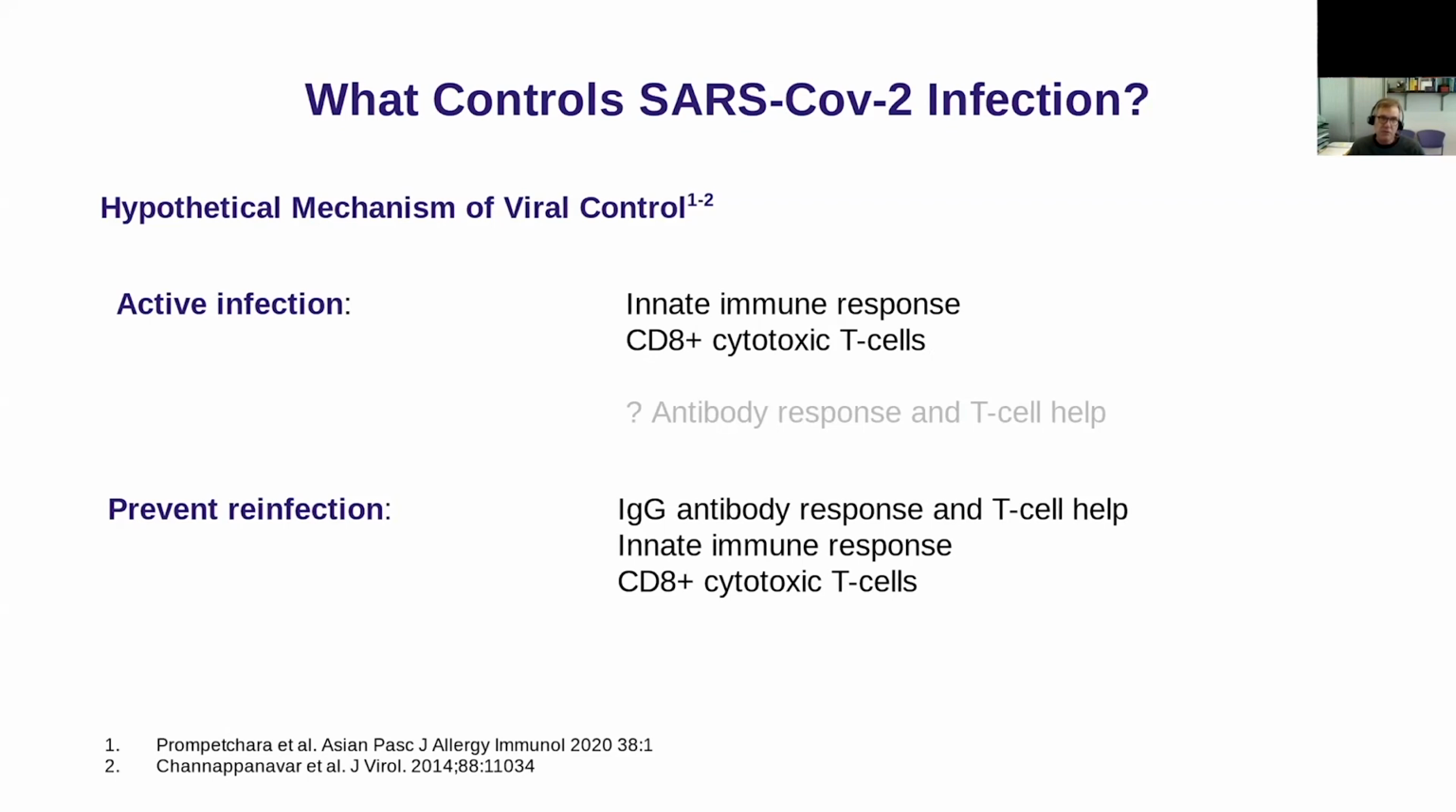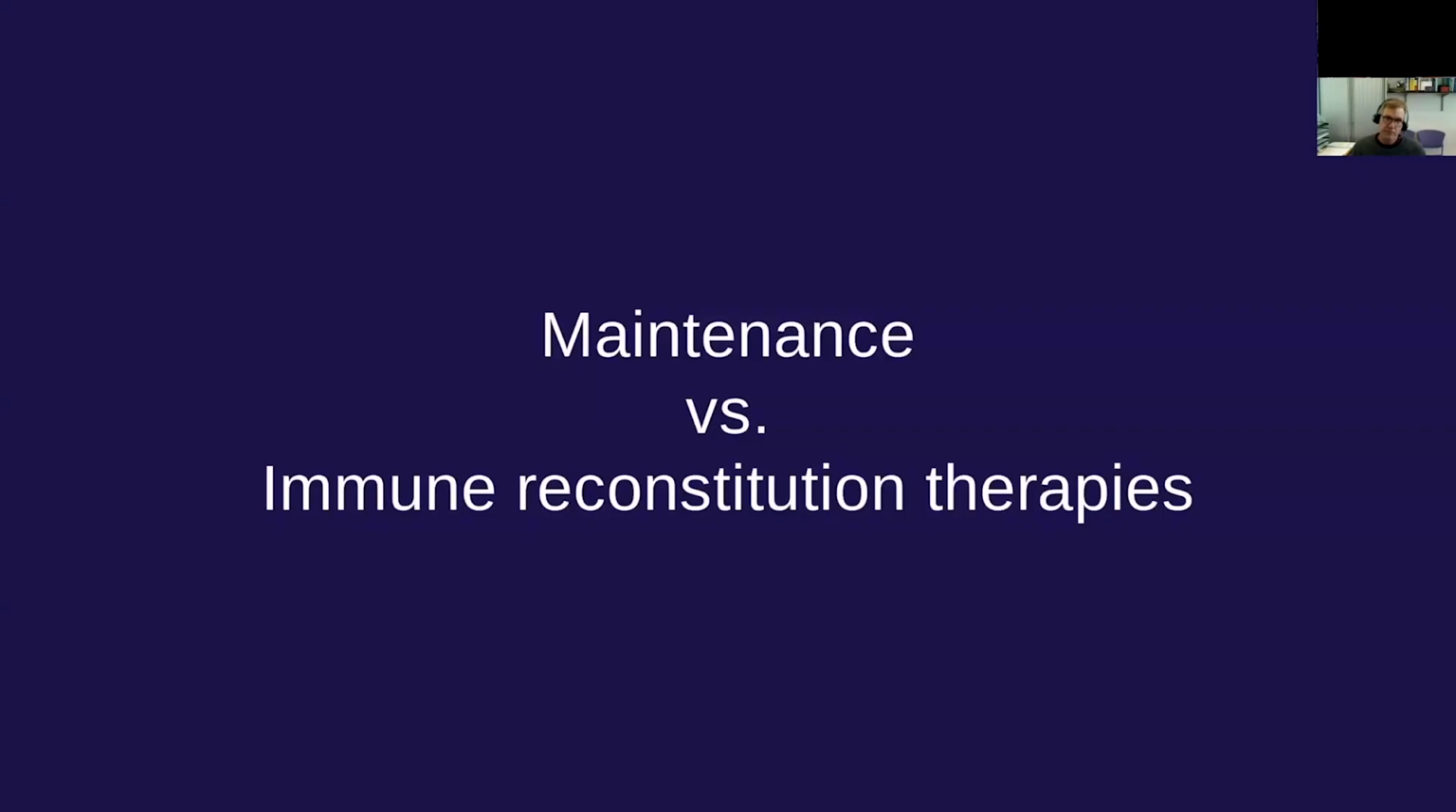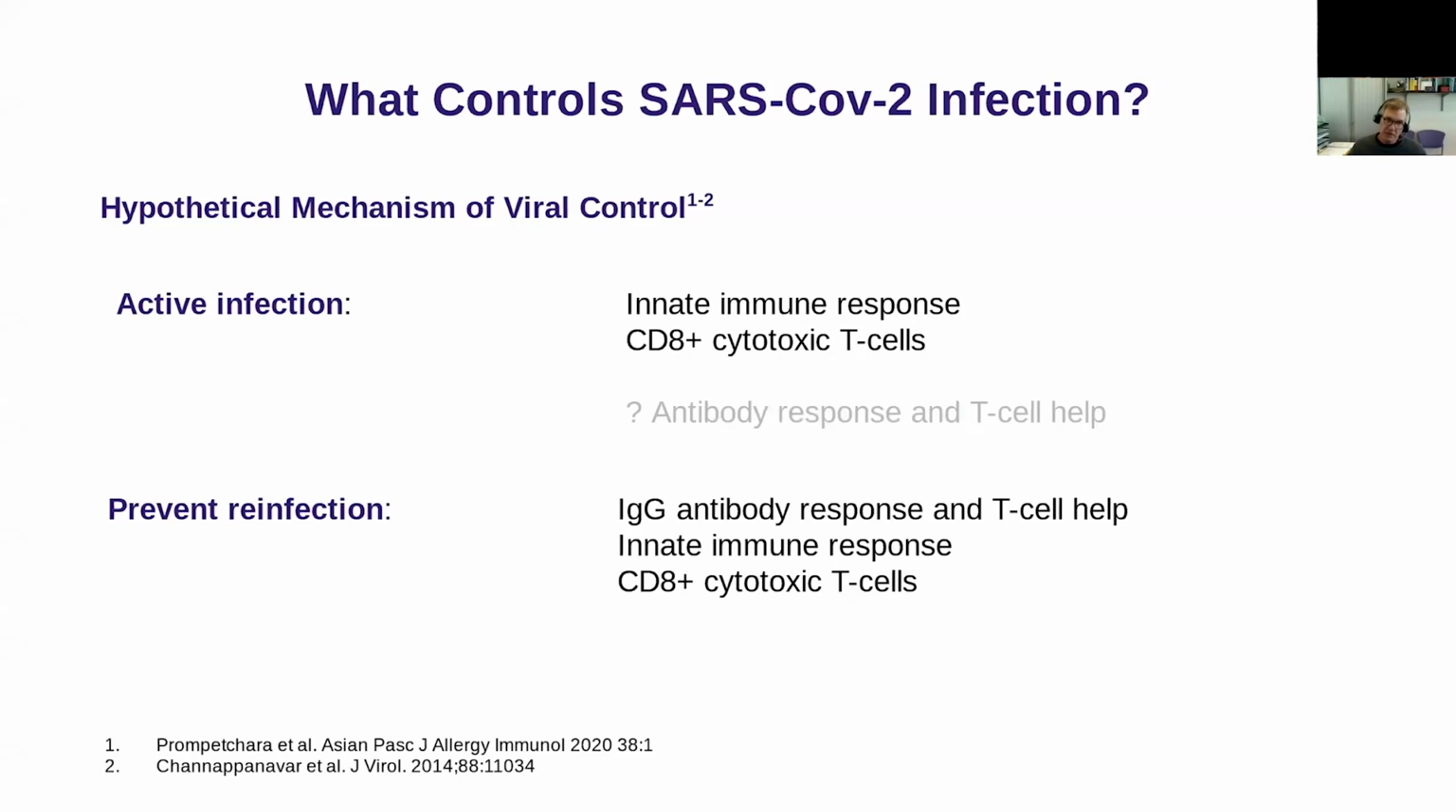In terms of prevention of reinfection, this is based on other animal studies. The IgG response is important with the T cell help. And again, you need innate and antigen-presenting cells and CD8 cytotoxic T cells for prevention of this, which is called immune memory. So now that's kind of the context of COVID-19. And now we're going to go on to the lymphocyte counts in relation to all of our therapies.